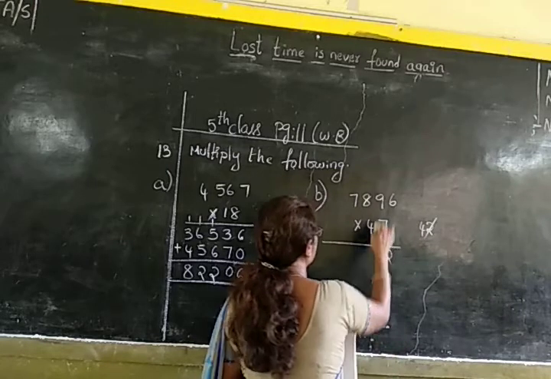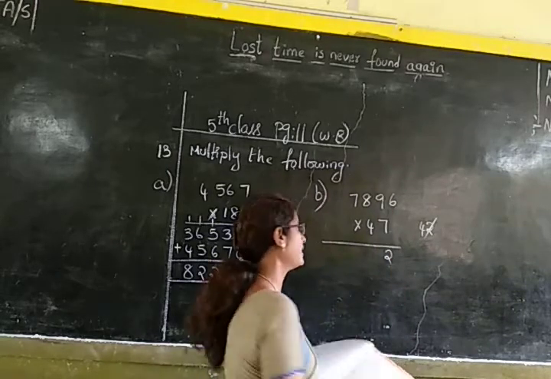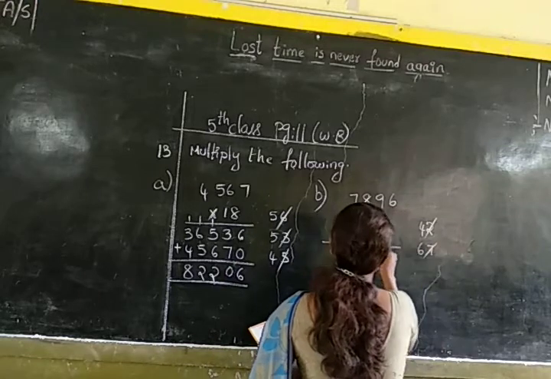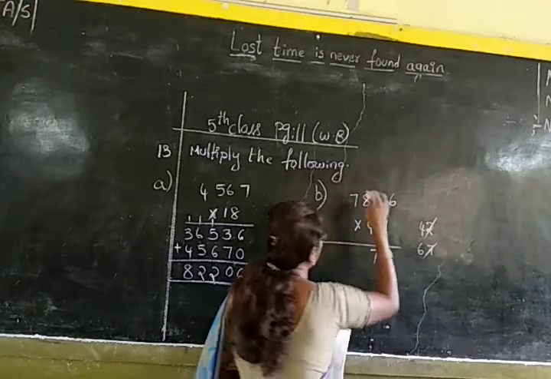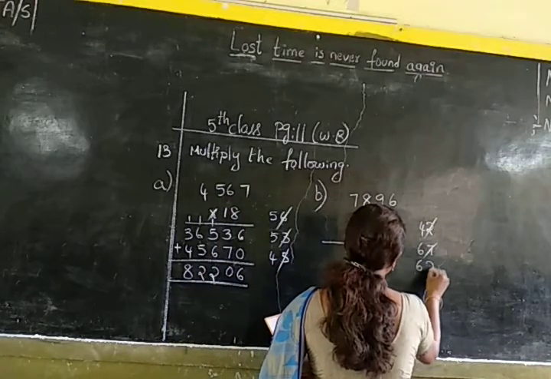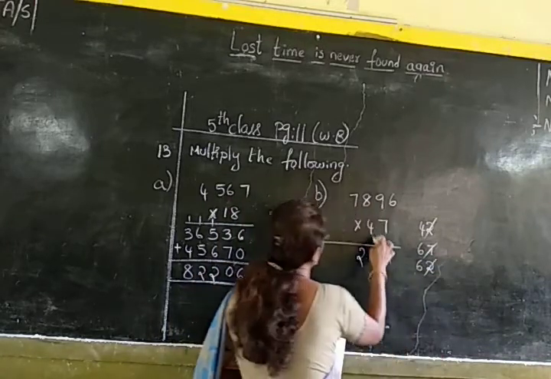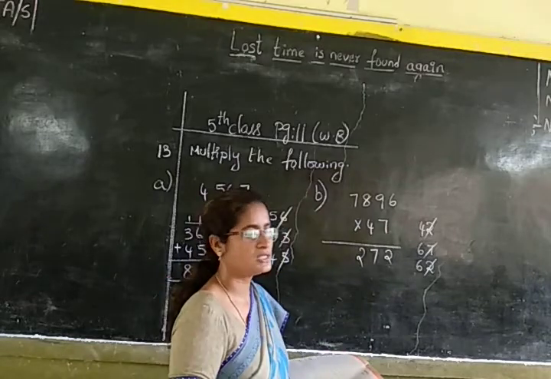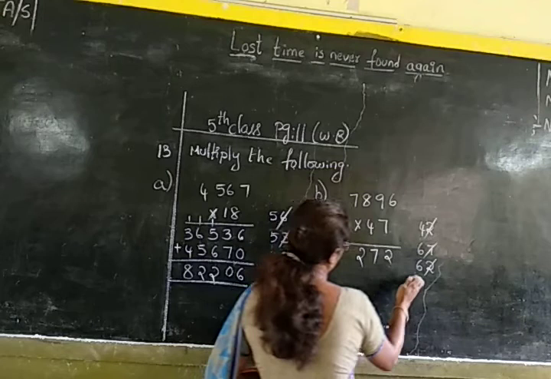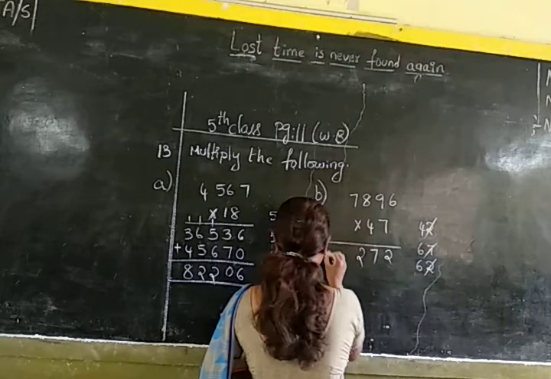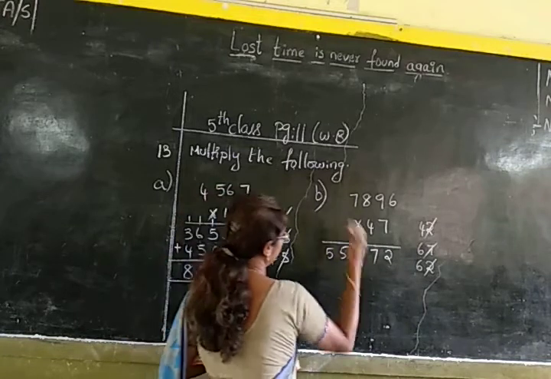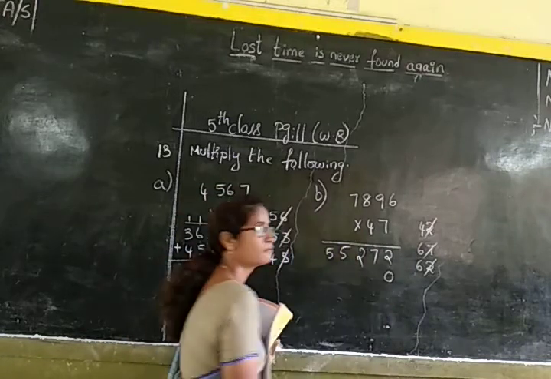Okay. Next. 7 nines are how much? 7 nines are 63. 63 plus 4 is 67. Okay. 7 eights are 56. 56 plus 6 is 62. 7 sevens are 49. 49 plus 6 is 55. Now 4 is in tens place, so I have to put 0 in ones place.